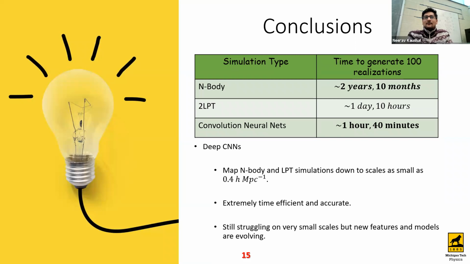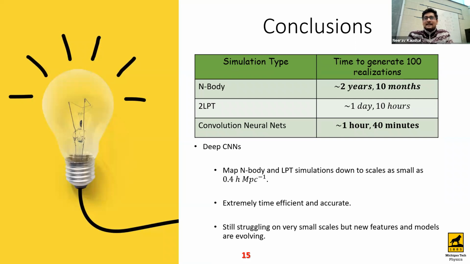The 2LPT or fast simulation, on the other hand, takes just a day and 10 hours, but it is very inaccurate on smaller scales. Our neural net model, on the other hand, generates these 100 realizations in just 1 hour and 40 minutes, with an accuracy which is 99.13% of our n-body simulations.